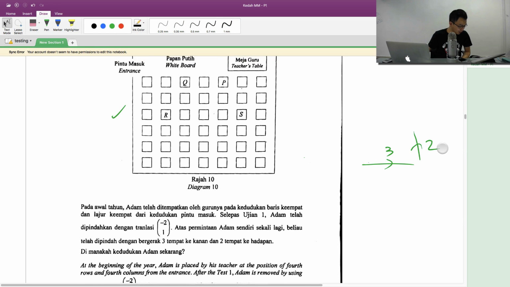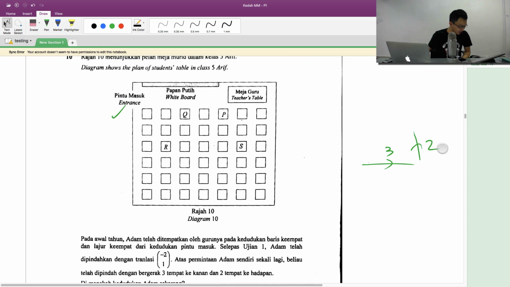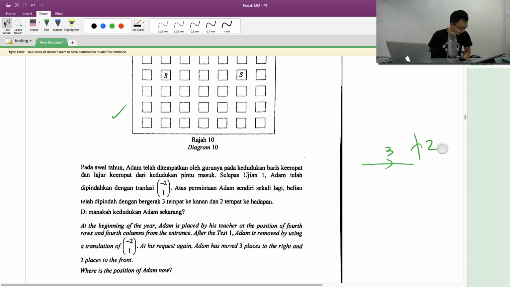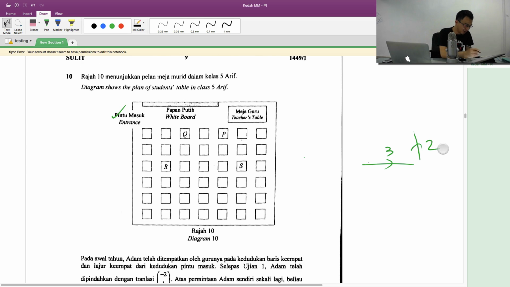Right, so where is the entrance first? Okay, this is the entrance, and then Adam will be placed at the fourth row and fourth column, so it'll be 1, 2, 3, 4. Okay, this is the fourth row. Here will be 1, 2, 3, 4. Here is the fourth column. So Adam at the beginning is placed over here.